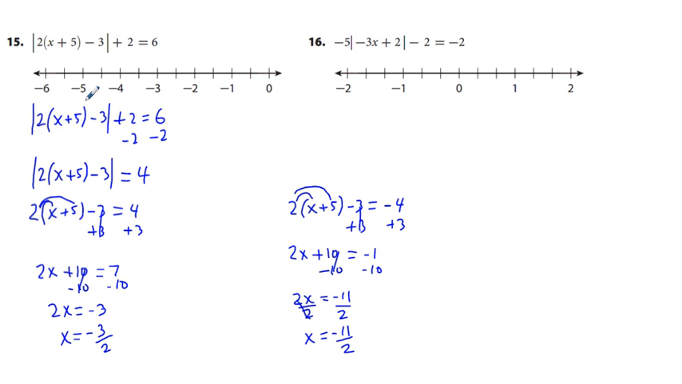Let's check that out. If we take -11 halves plus 10 halves, that's -1 half. So -1 half times 2 is -1. -1 minus 3 is -4. Absolute value of -4 is +4, and 4 plus 2 is 6. Check. So these are valid solutions, and we're going to place them here on the number line.